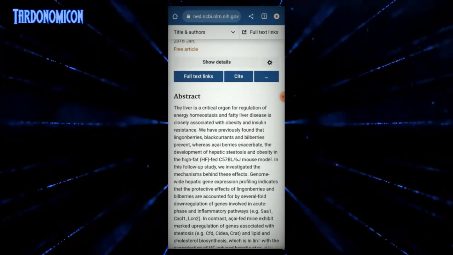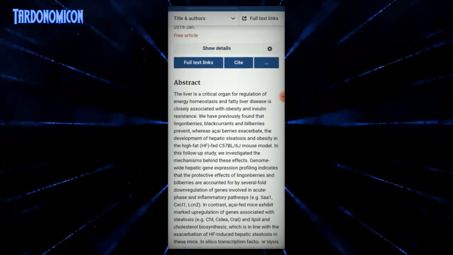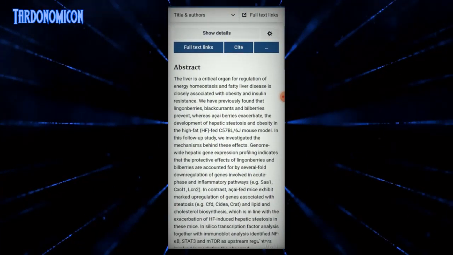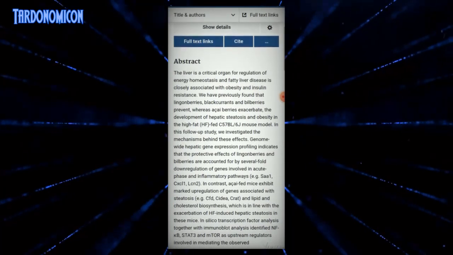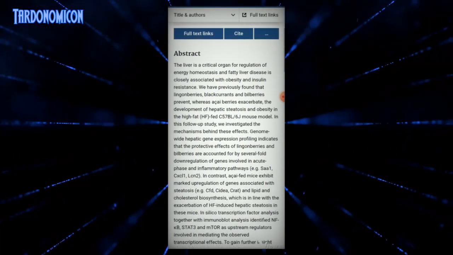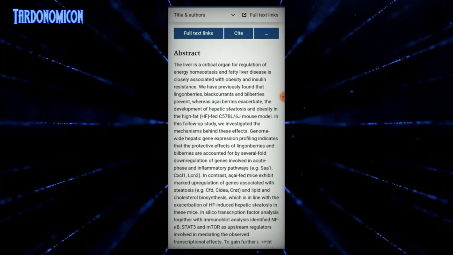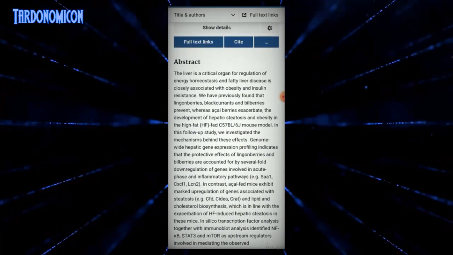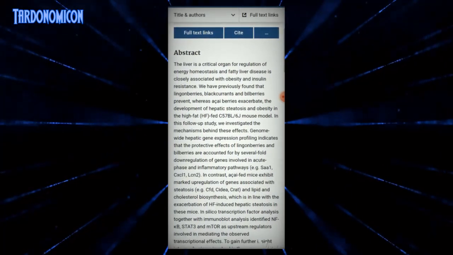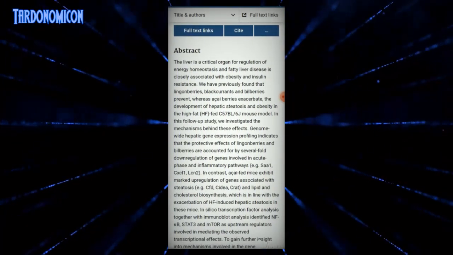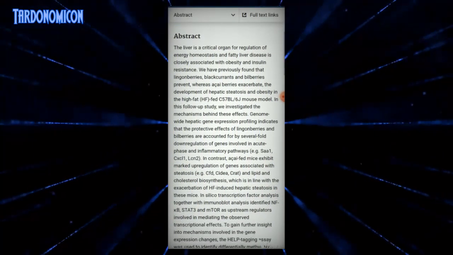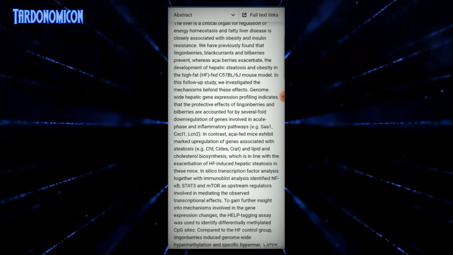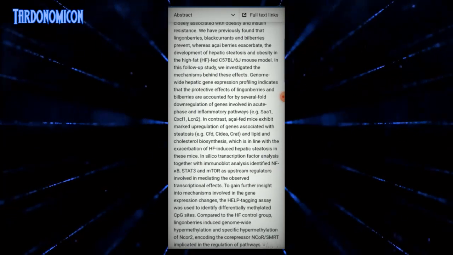So the liver is a critical organ for the regulation of energy homeostasis, and fatty liver disease is closely associated with obesity and insulin resistance. We have previously found that lingonberries, blackcurrants, and bilberries prevent, whereas acai berries exacerbate, the development of hepatic steatosis and obesity in the high-fat mouse model. In the follow-up study, they investigated the mechanisms behind these effects.